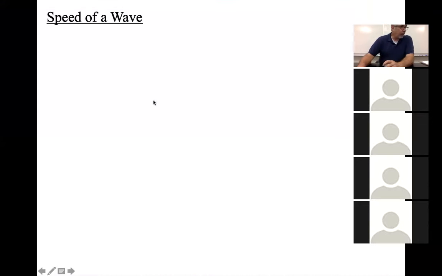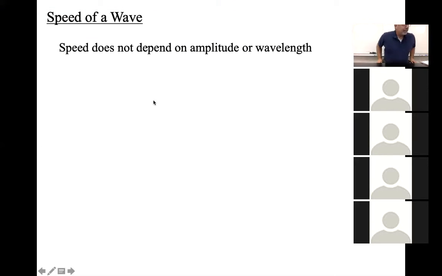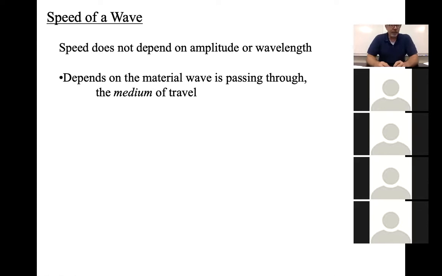So let's get back to my presentation here. The speed of a wave does not depend on amplitude or wavelength. It depends only on the material the wave is passing through, the medium of travel. And what's an example of a medium? Well, a spring, or water, or air, or rock, or anything that the wave can travel through.